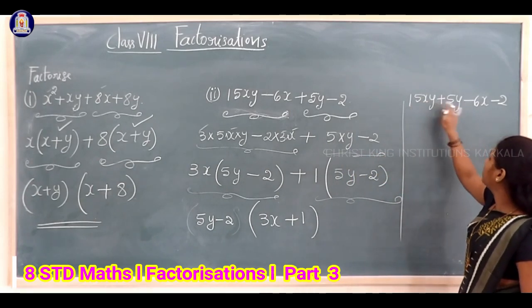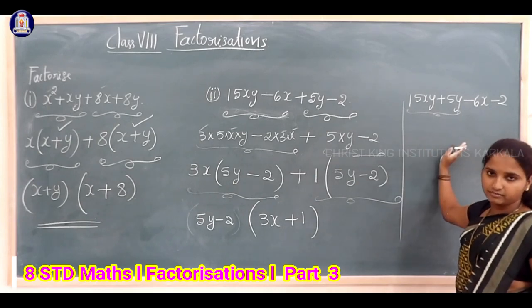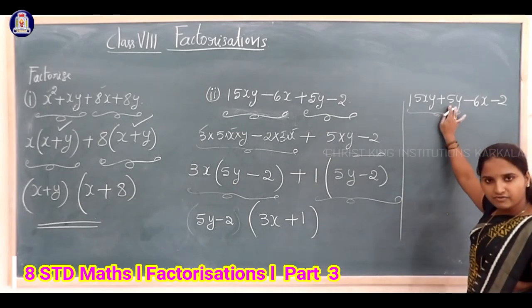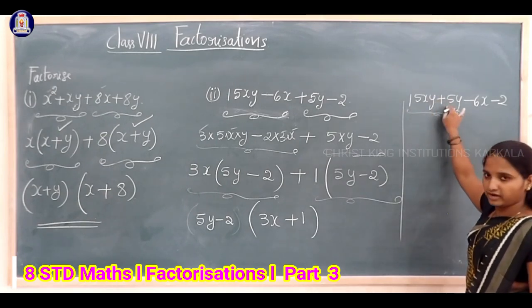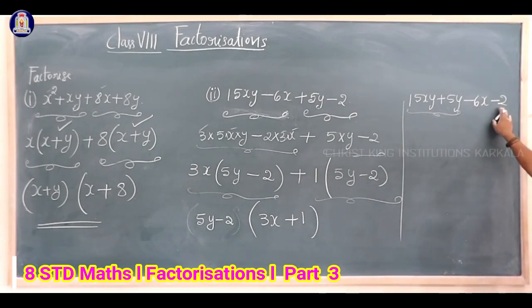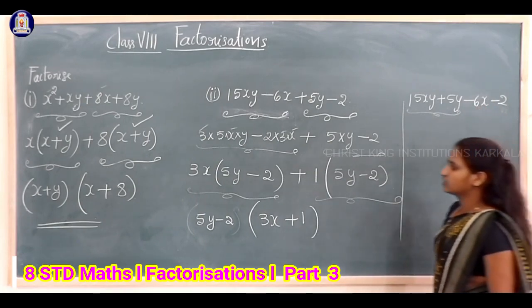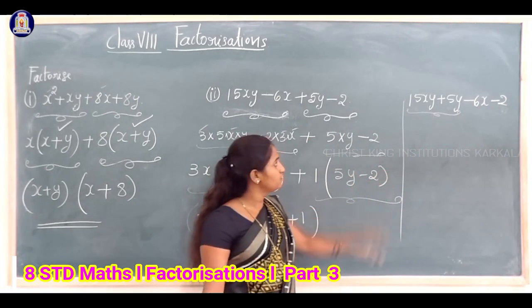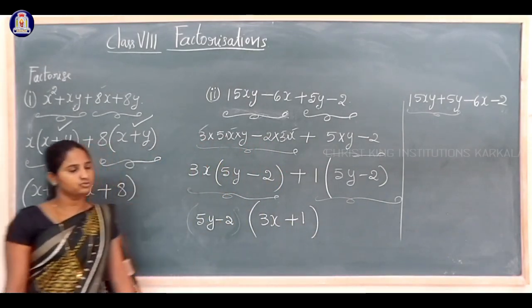Okay? So now 15 and 5, if you write them together, we can take a common factor because 5 divides 5 and 15, isn't it? So we can say 15 and 5, we can take 5 as a common factor. Even 6 and 2, you can take 2 outside, correct? 2 divides 2, 2 also divides 6. Okay? So now we can take a common factor in these two: 15xy plus 5y minus 6x minus 2.